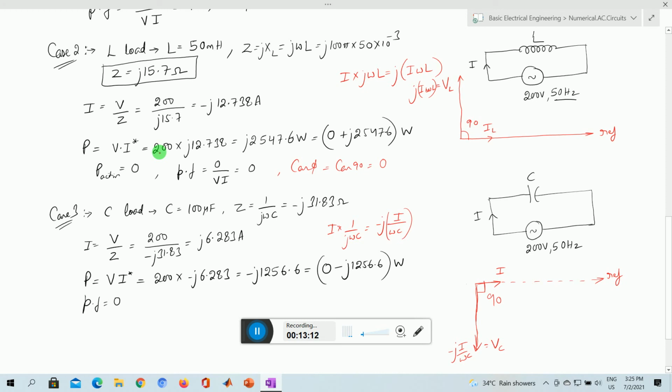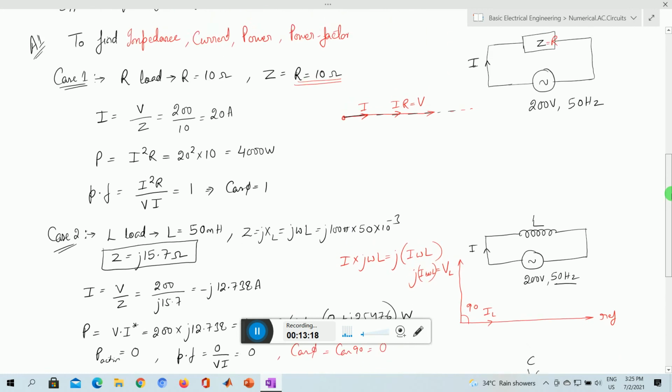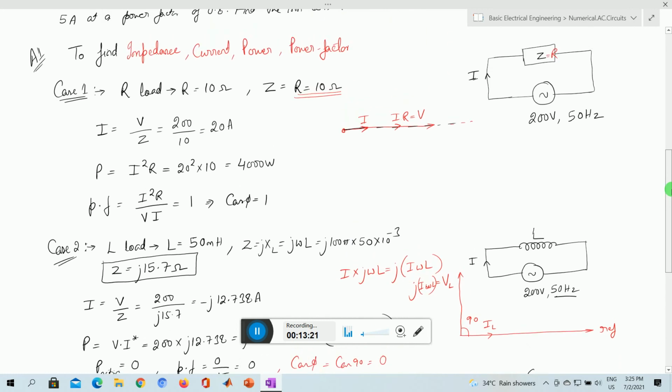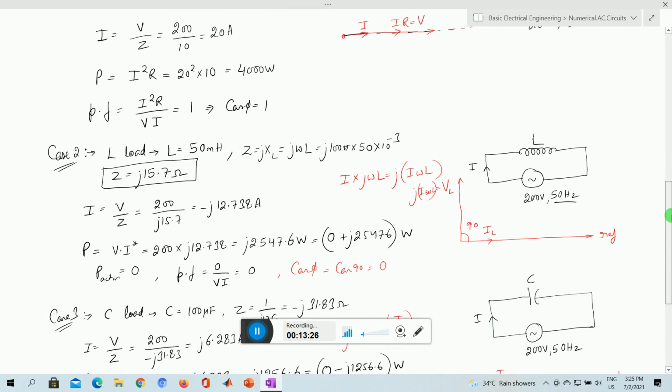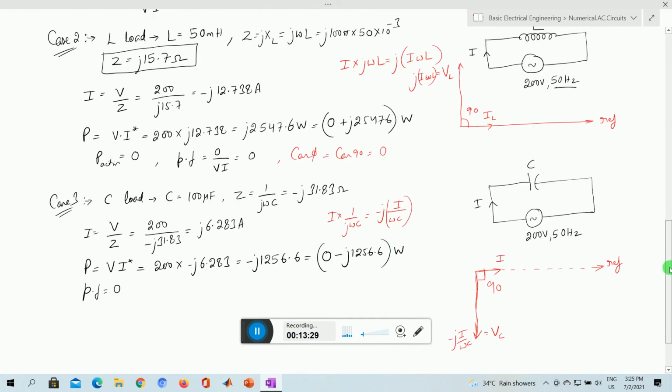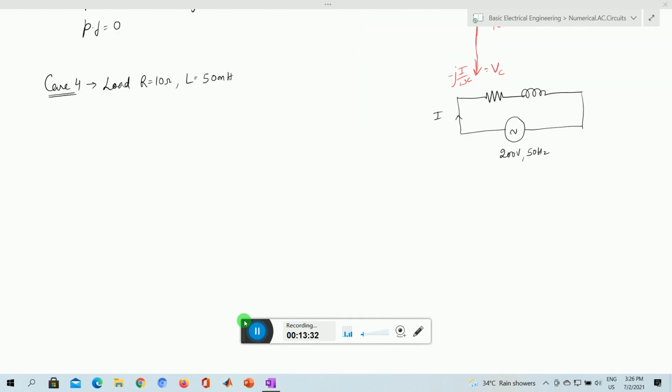Now we are going to combine R and L, then R and C, then R, L and C, and let us see what the situation is. Now here we get the value of V, the load is R and L. So obviously the impedance Z was a combination of R plus XL, that is multiplied with j.